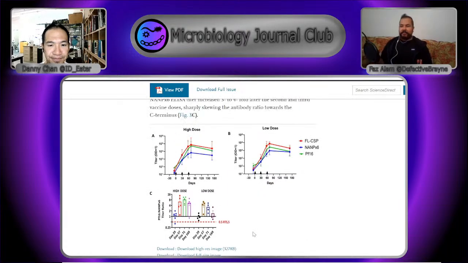Yeah. I mean, the main thing they take out of the immunological data is that if you give a high dose, the decline effect on antibodies is much lower. And the actual side effects aren't that different between the high and low dose. So that is kind of a positive thing.